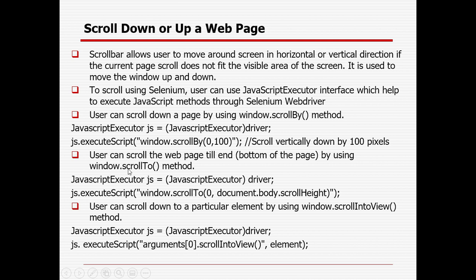Similarly, with the window.scrollTo method, the user can scroll the web page till the end of the page, meaning the bottom of the page. Another method available is scrollIntoView. With that method, in case I want to highlight a particular element in the web page, I can detect that element. I will show you how we can actually use those important methods available in the JavaScript executor.